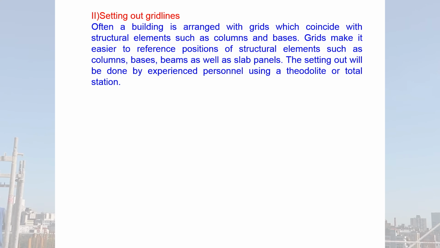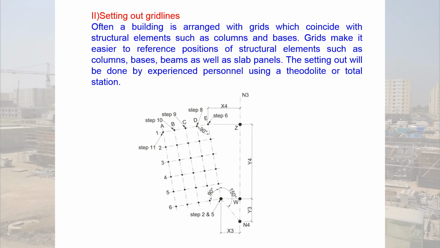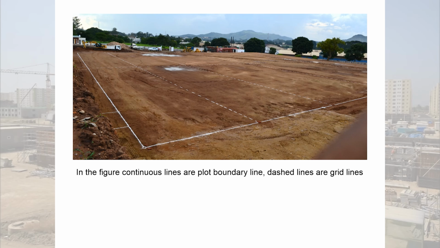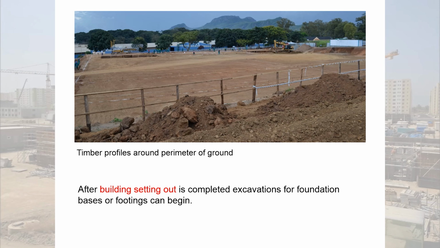Setting out grid lines. Often a building is arranged with grids which coincide with structural elements, such as columns and bases. Grids make it easier to reference positions of structural elements, such as columns, bases, beams, as well as slab panels. The setting out will be done by experienced personnel using a theodolite or total station. After building setting out is completed, excavations for foundation bases or footings can begin.